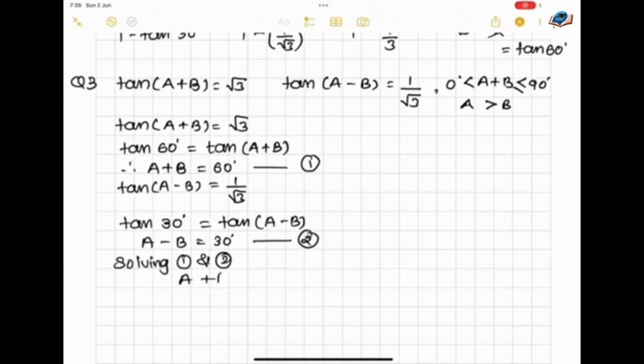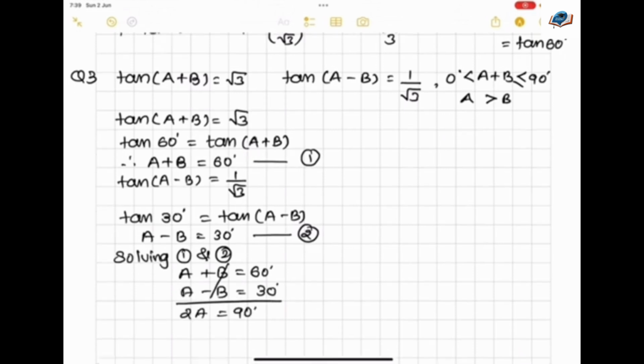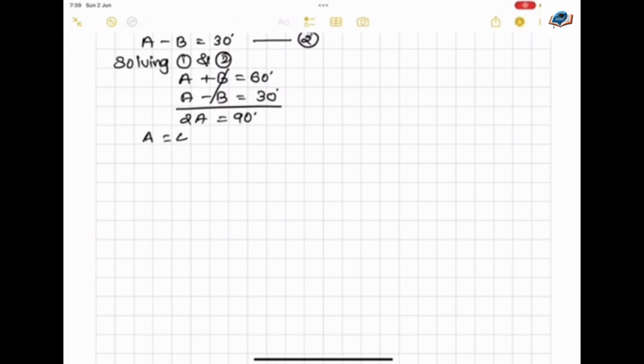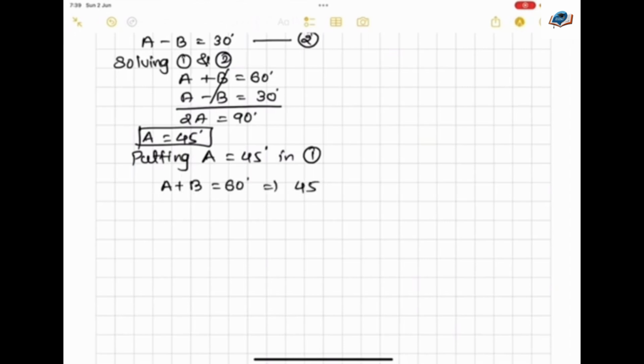So solving 1 and 2, A plus B equal to 60, A minus B equal to 30. So B cancel. So 2A equal to 90. So A is 45 degree. Putting A equal to 45 in 1. So that was A plus B equal to 60 degree. So 45 plus B equal to 60. So therefore B equal to 60 minus 45, that is 15 degree.